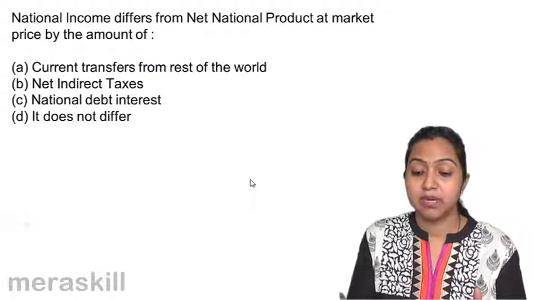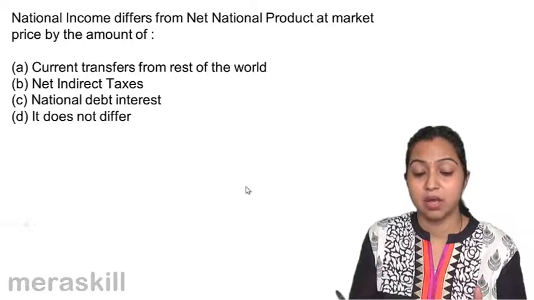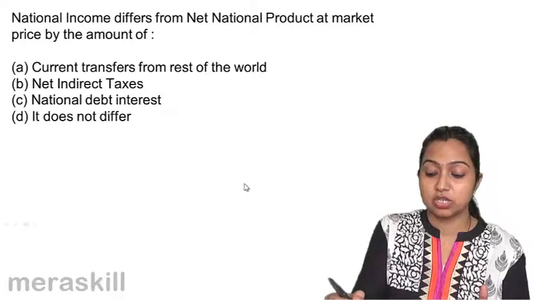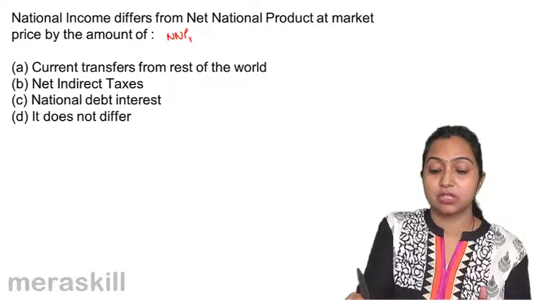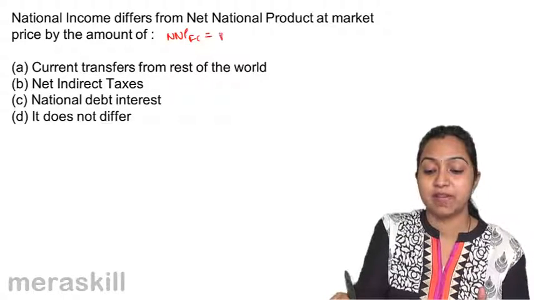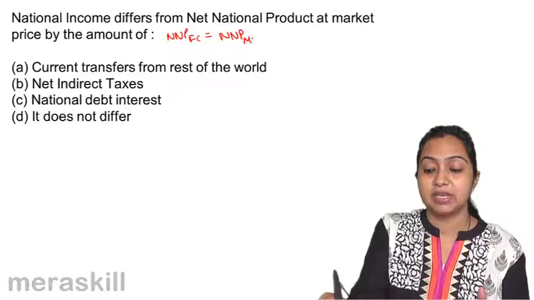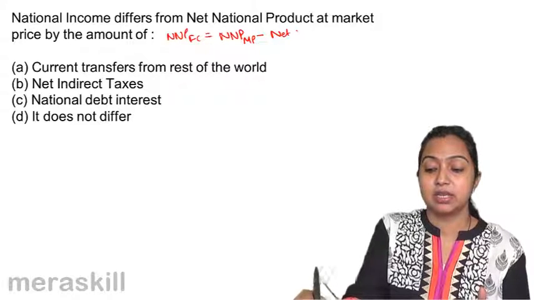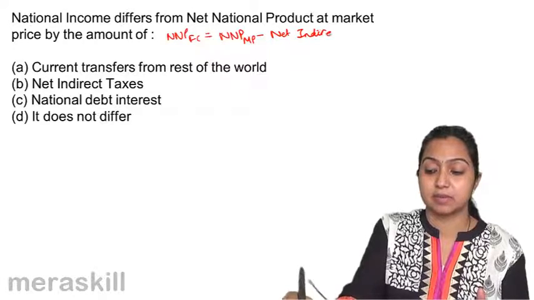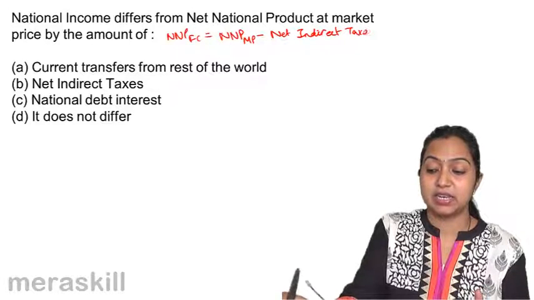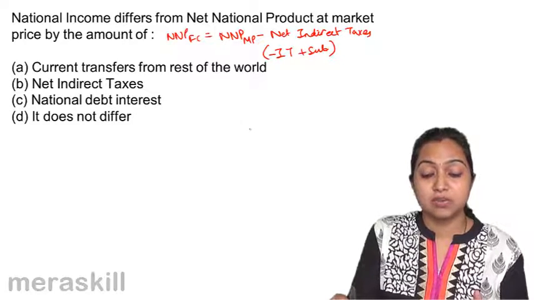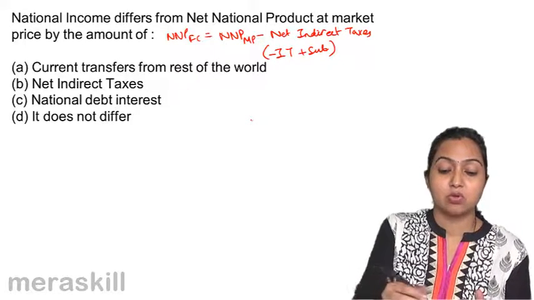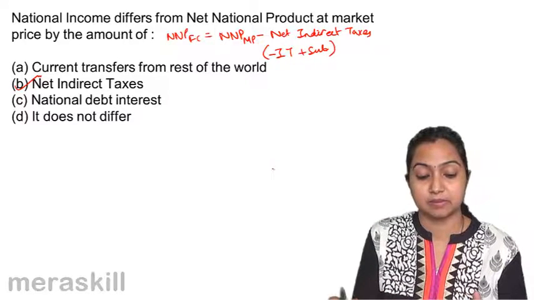National income differs from net national product at market price by the amount of what? Do you remember what national income was? National income is NNP at factor cost. And how do you arrive at NNP at factor cost? When from NNP at market price you take away net indirect taxes. By net indirect taxes, I mean indirect taxes minus subsidies. So, national income differs from net national product at market price by the amount of net indirect taxes.